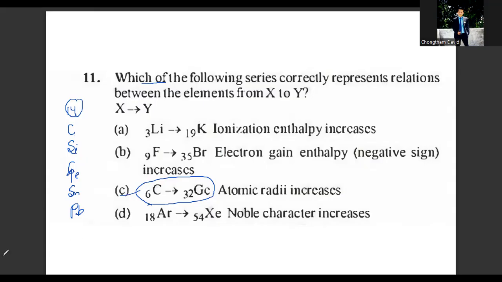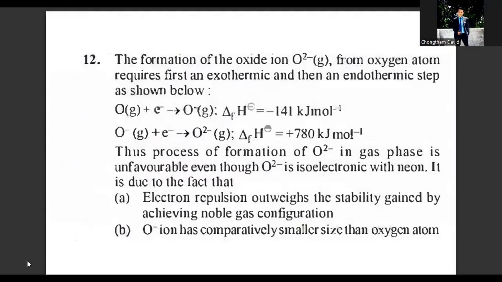Let us see question number 12. The formation of the oxide ion from oxygen atom requires first an exothermic and then an endothermic step as shown below. So the incoming electrons will occupy the smaller shell with principal quantum number n equals 2, and the negative charge on this oxide ion is another factor due to which this incoming electron feels repulsion.